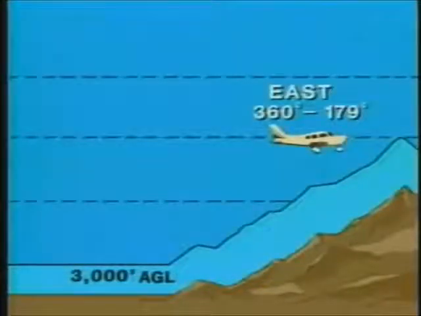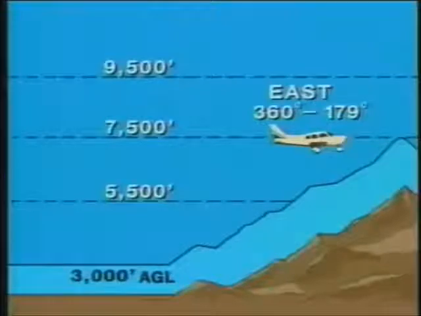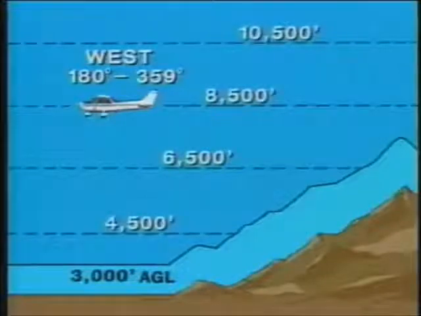VFR aircraft flying eastbound on magnetic courses between 360 degrees and 179 degrees would fly at odd 1,000 feet plus 500. Westbound aircraft fly at even 1,000 feet plus 500. IFR traffic flies at odd or even 1,000 feet depending on the direction of travel.